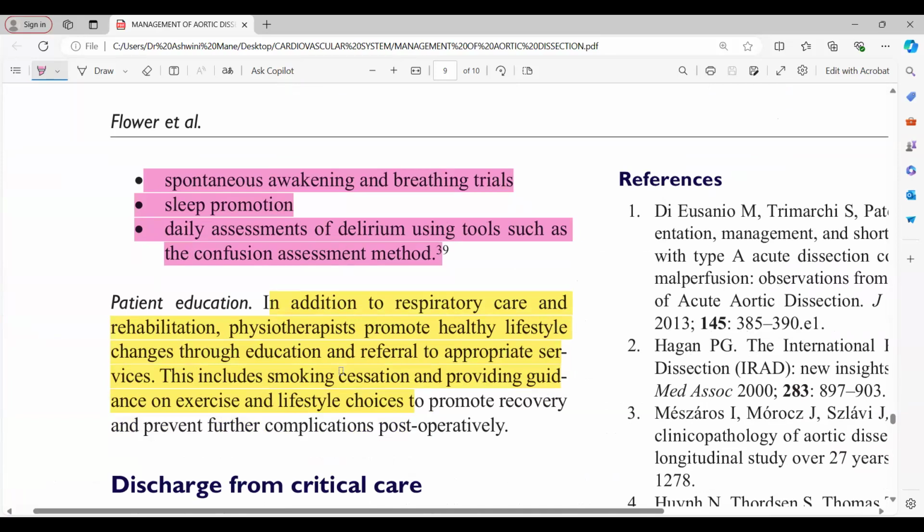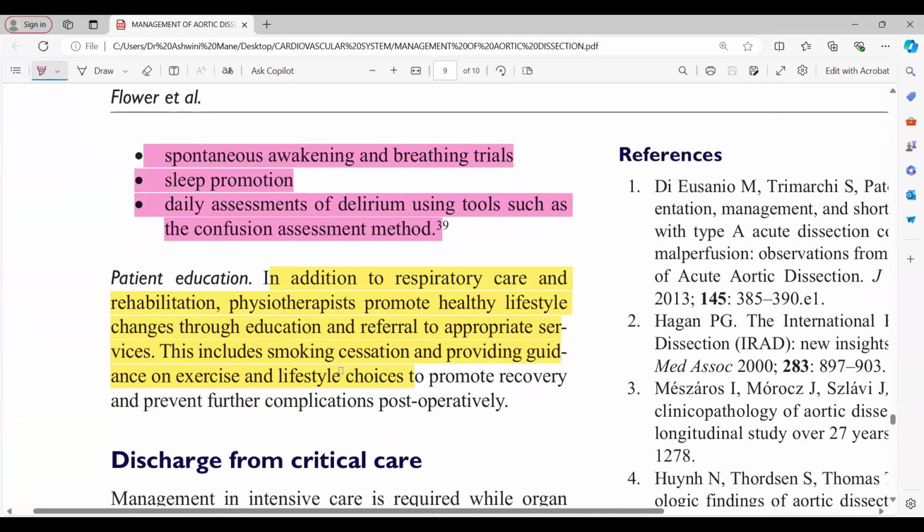In addition to respiratory care and rehabilitation, physiotherapists promote healthy lifestyle changes through education and referral to the appropriate services. This includes smoking cessation and providing guidance on exercise and lifestyle choices.